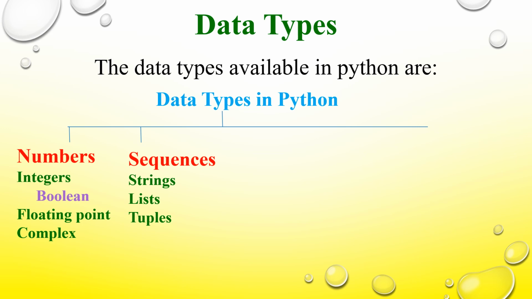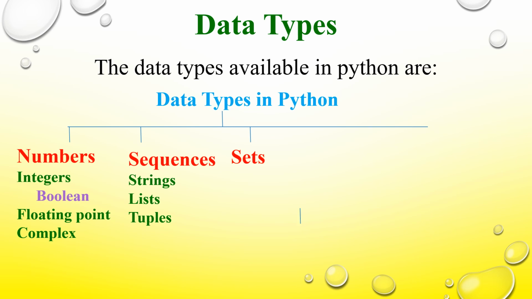The next kind of data type is set. A set can be used for storing an unordered collection of items separated by comma, and the items are enclosed in flower brackets, that is, curly braces. In the list you write in square brackets, in the tuple you write in small parentheses, whereas in the set you write within curly brackets. And here no duplication of an item is allowed.